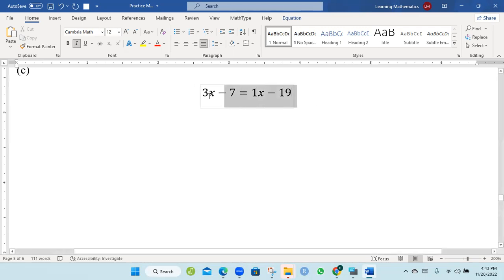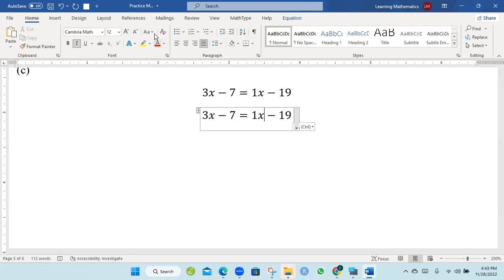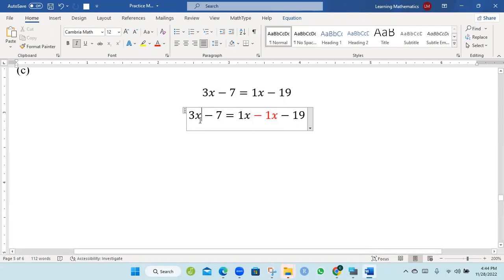So it is easier to cancel out a 1 than a 3. So we're going to cancel out 1x by subtracting 1x. Always cancel out the smaller x. If you have x on both sides of the equation, cancel out the smaller x, because you're going to have a positive x, which we want. 3 minus 1 will give us a nice 2.